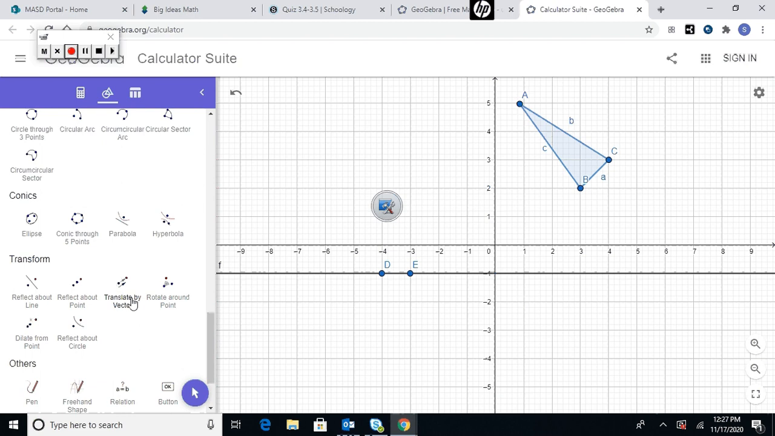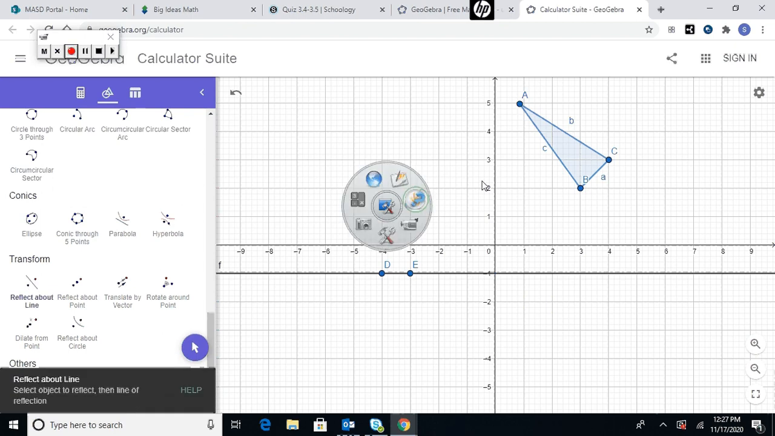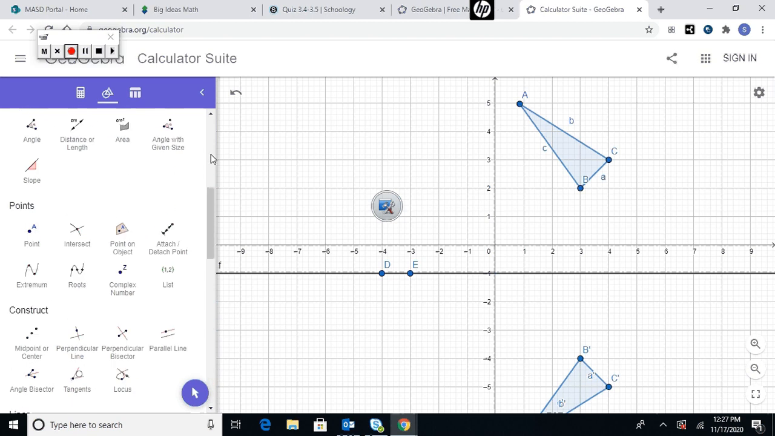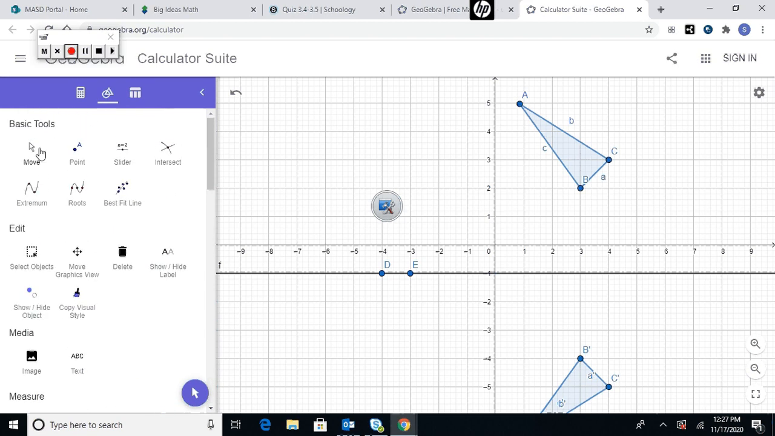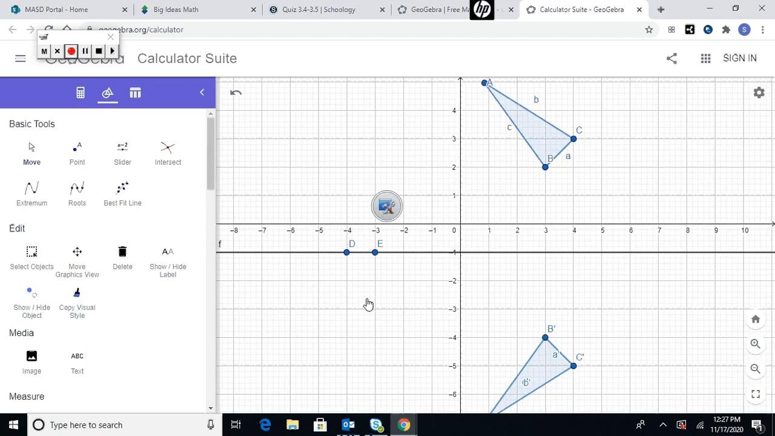Yesterday, or last section, we did translate by vector. Now we're going to reflect. So reflection is also a transformation. Once you highlight that, click on the triangle, and then the line you want to reflect, and there you go. And again, if you want to take a good look at it, go back and move my graph paper so you can see what's happening here.